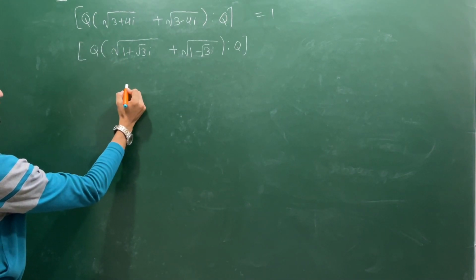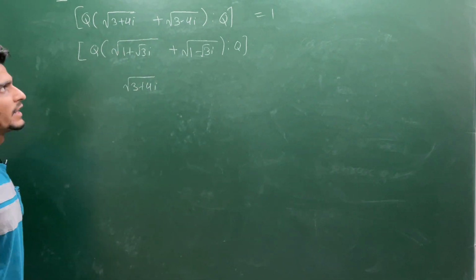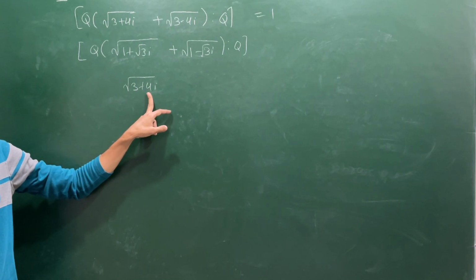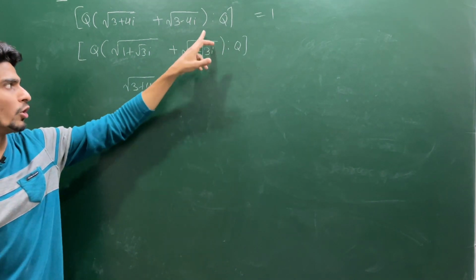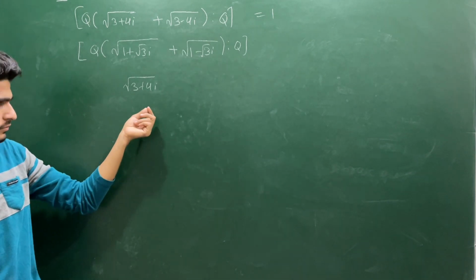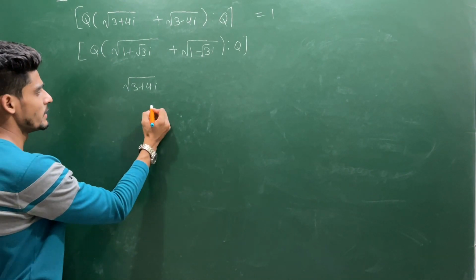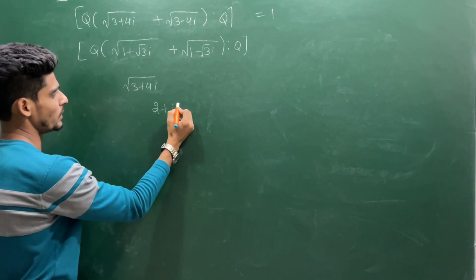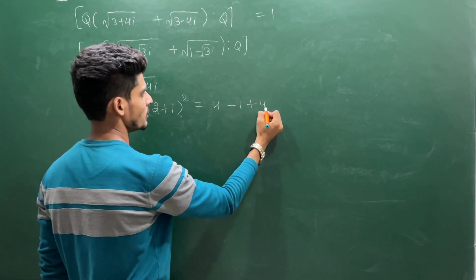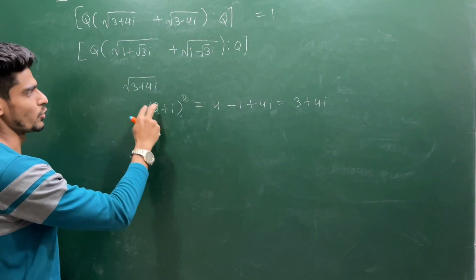This 3 plus 4 iota. Whenever you are seeing a square root, try to find the square of this element. That means there is an element in Q or Q iota which is a square root of this 3 plus 4i. So clearly you can see this 2 plus iota, if you take the square of this, you will have 4 minus 1 plus 4i, that means 3 plus 4i. So this element is a square root of this 3 plus 4i.